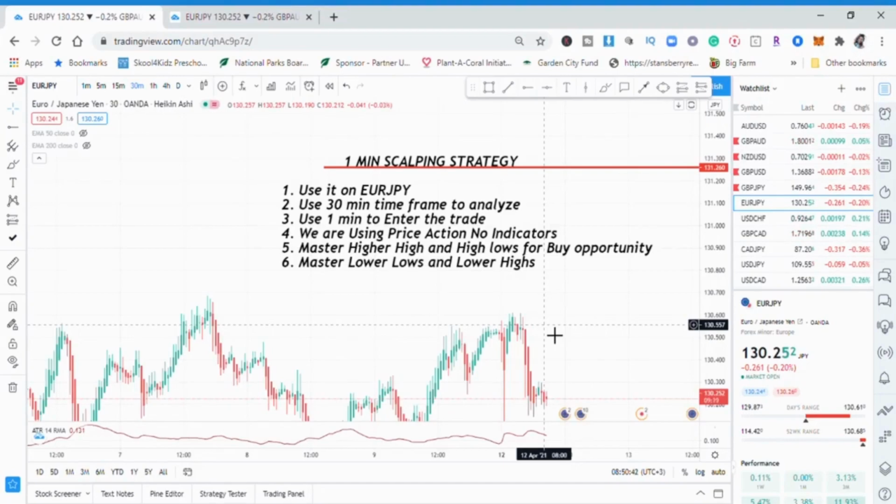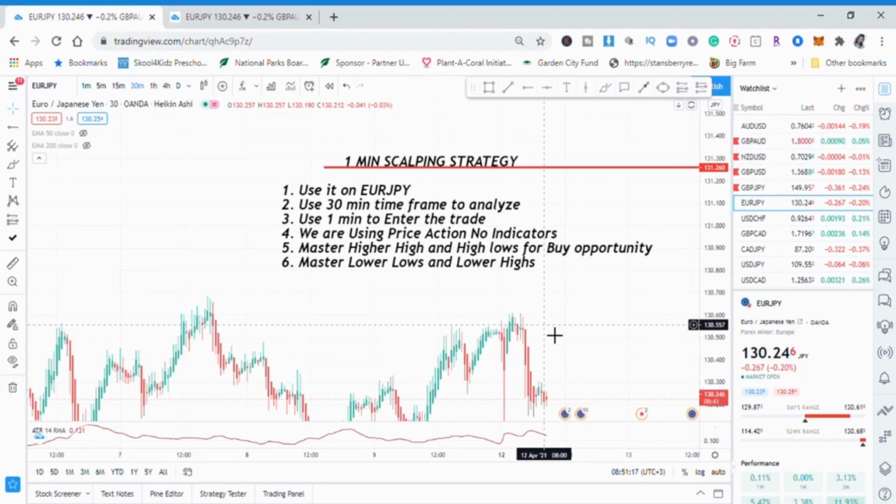So our 1 minute scalping strategy has the following. First of all, I've tried this strategy on some pairs. I love trading GBP AUD, GBP USD, GBP JPY, but it seems this strategy sometimes does not respect these pairs. But when I try this strategy on Euro JPY, I find that it's going smoothly. So first try it on Euro JPY. Yes, you can try other pairs, but I find it working on Euro JPY smoothly.